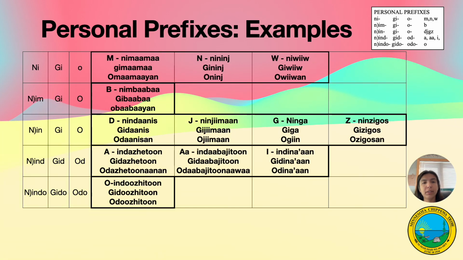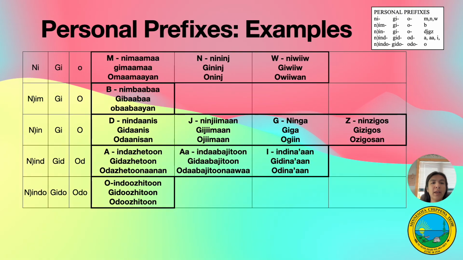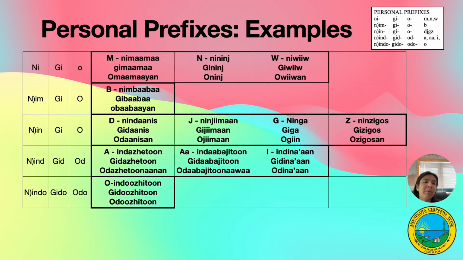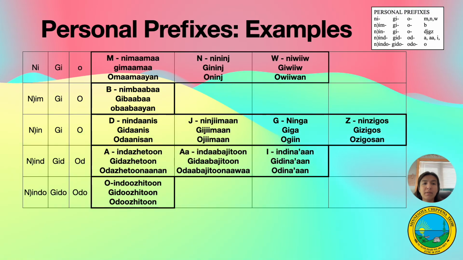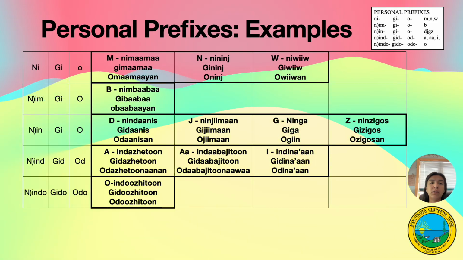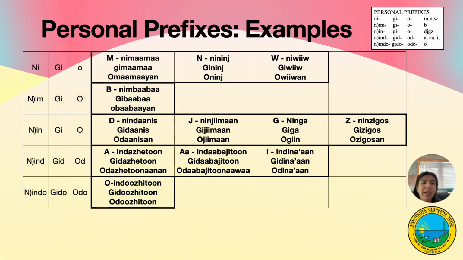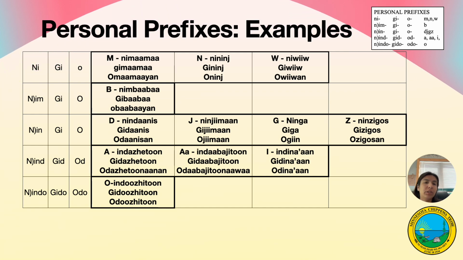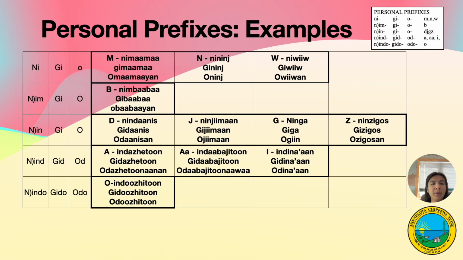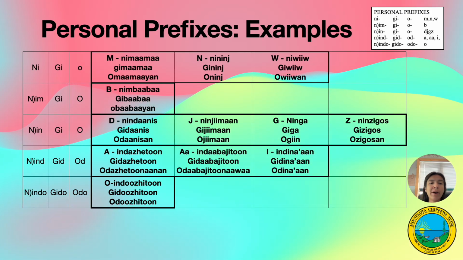Here are our examples. Let's take a look. All of the prefixes are included in each of the words that start with these different letters. So for M, we would say nimama, gimama, omamayan. There's a little bit of a difference between using verbs and possessive pronouns, and also third person in terms of using the fourth person obviative. N, we have nininj, gininj, oninj. W, niwiu, giwiu, owiu. And coming down to our second line here on the table, nimbaba, so you put the M before the B, gibaba, obabayan.